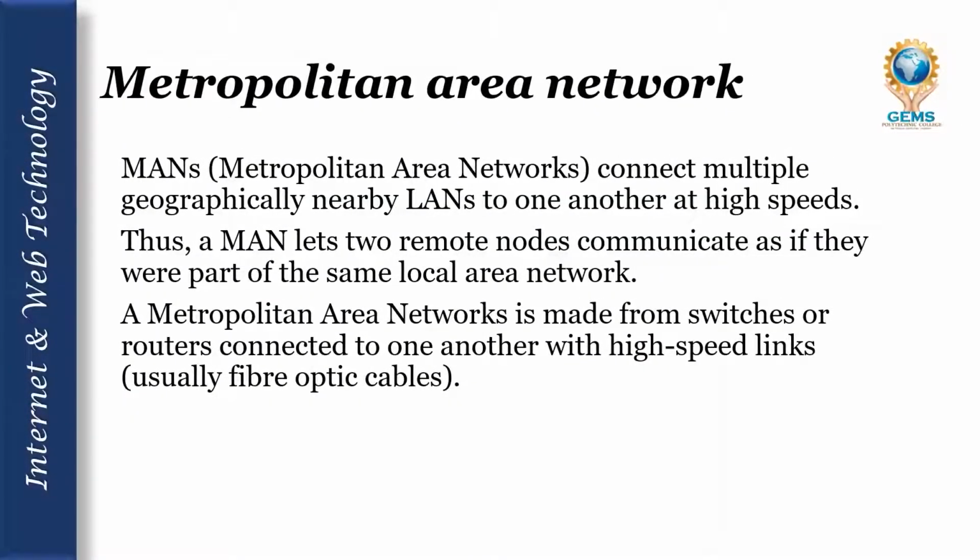Next one is the metropolitan area network. This network connects multiple geographically nearby local area networks to one another at a high speed. It lets two remote nodes communicate as if they were part of the same local area network. This network is made from switches or routers connected to one another with high speed links. Usually we use fiber optic cables for connecting the two local area networks.